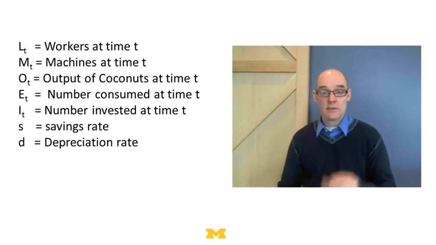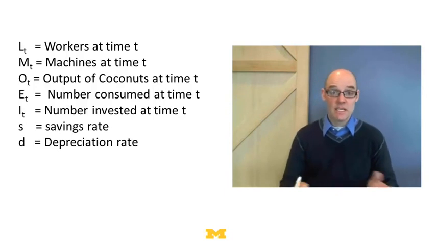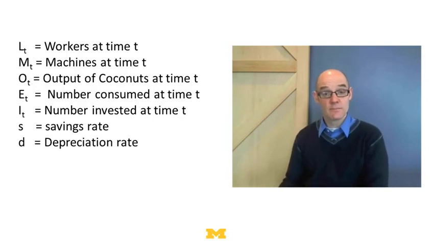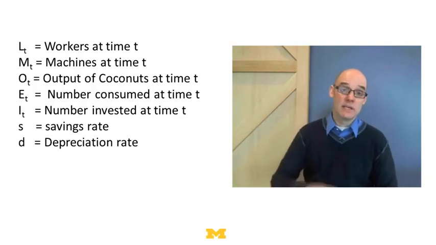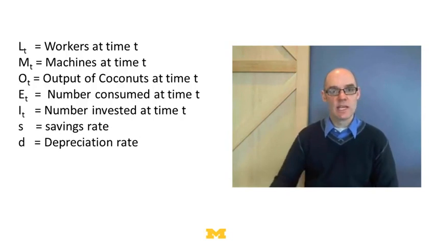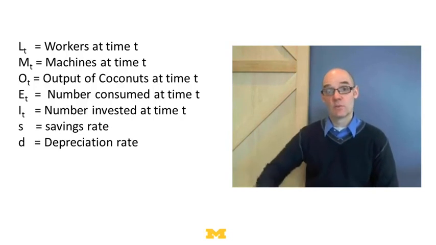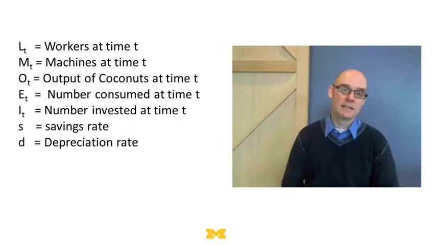And then, when you think of those coconuts, remember they can be eaten, that's E of t, or they can be invested, that's I of t. And when I say invested, that means they can be turned into more machines. Now, to figure out how many are eaten and how many invested, there's going to be a savings rate. The savings rate will determine the percentage that we put in savings, which goes into investment, and then the percentage that we don't save, which we just eat, and that's E sub t.